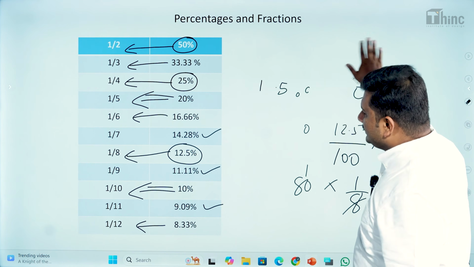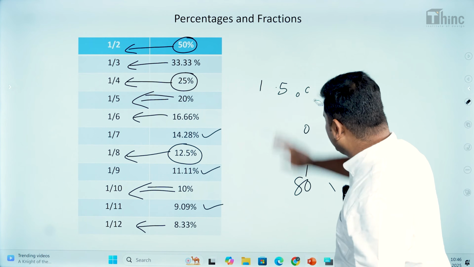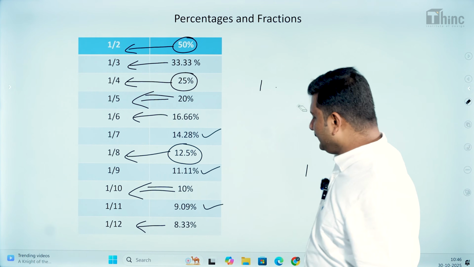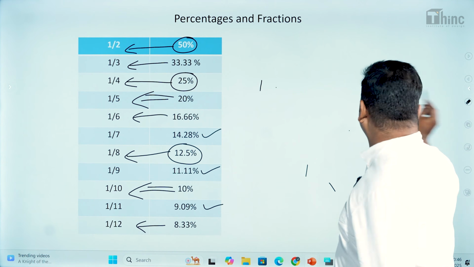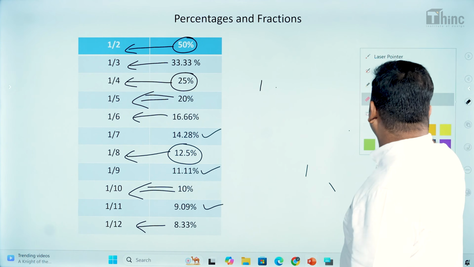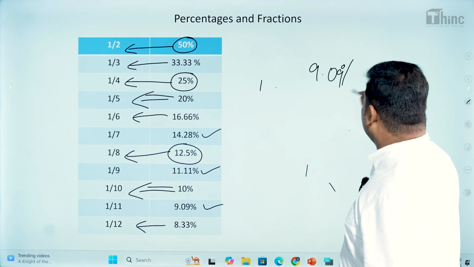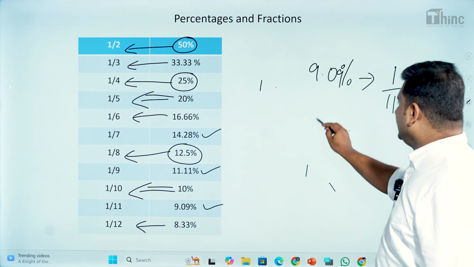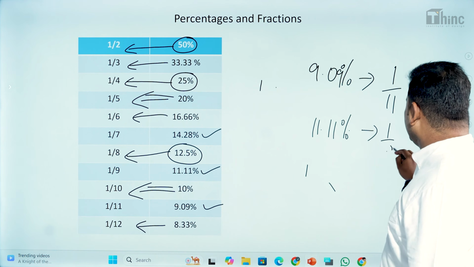Look at the three percentages I was mentioning right now. One is 9.09. And what is the fraction corresponding to 9.09? It's 1 by 11, right? I'm just writing the percentages and the corresponding fractions. So 9.09 percentage corresponds to 1 by 11. 11.11 percentage corresponds to 1 by 9.